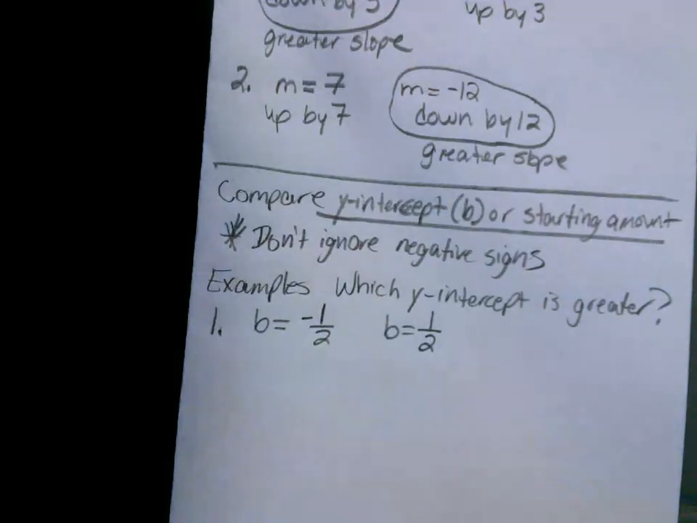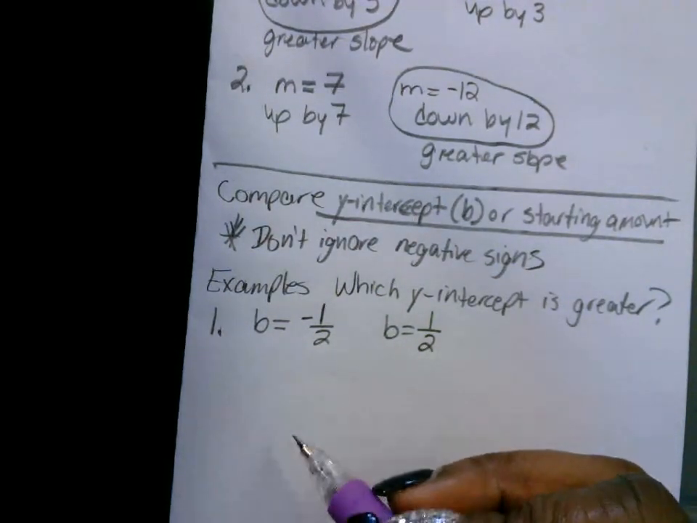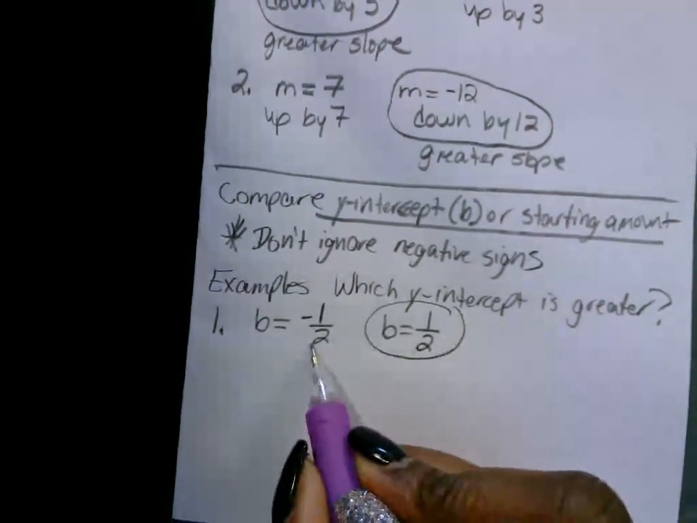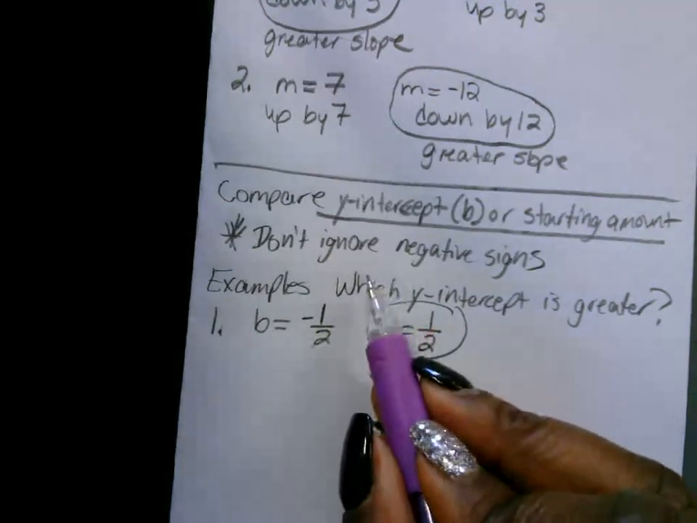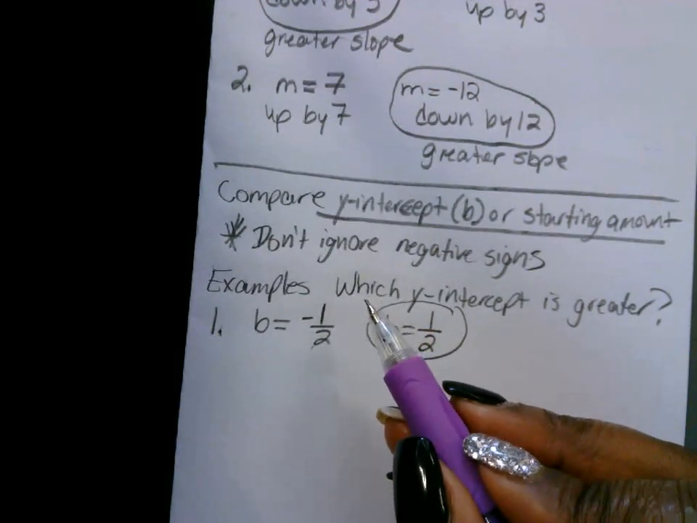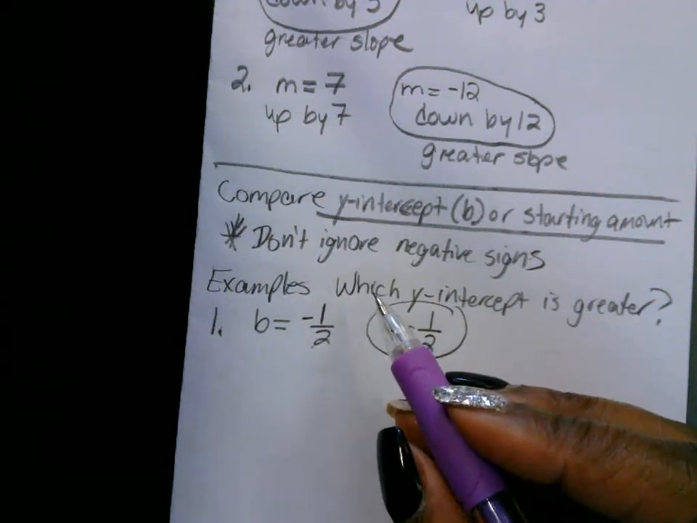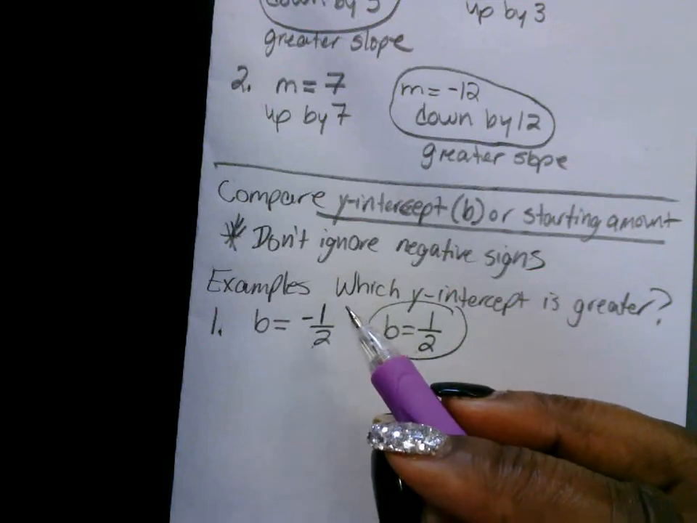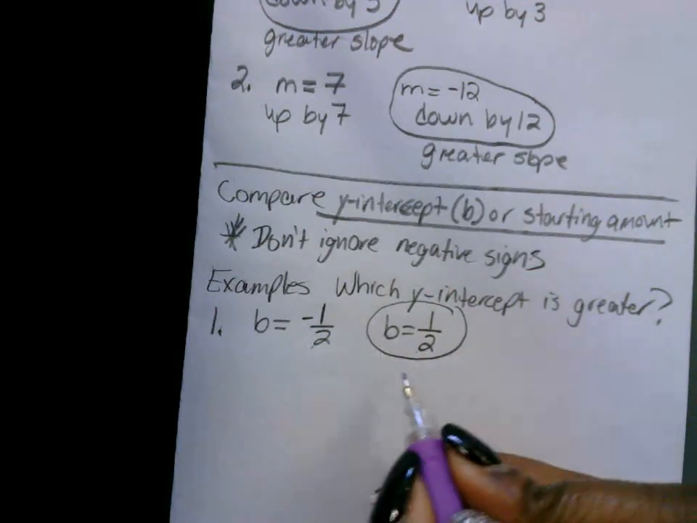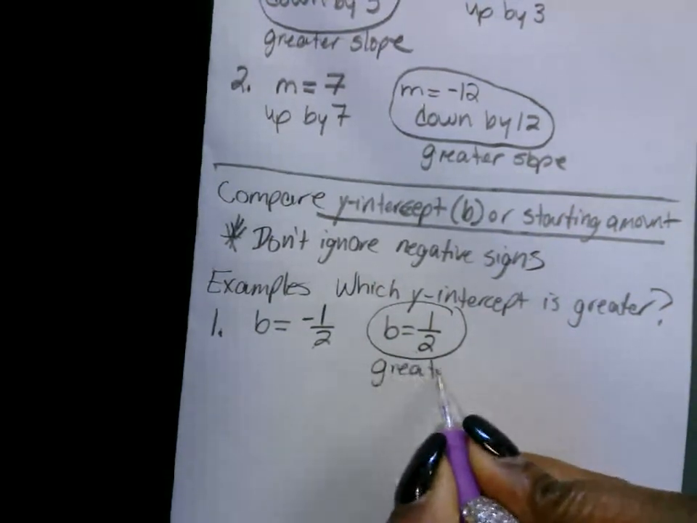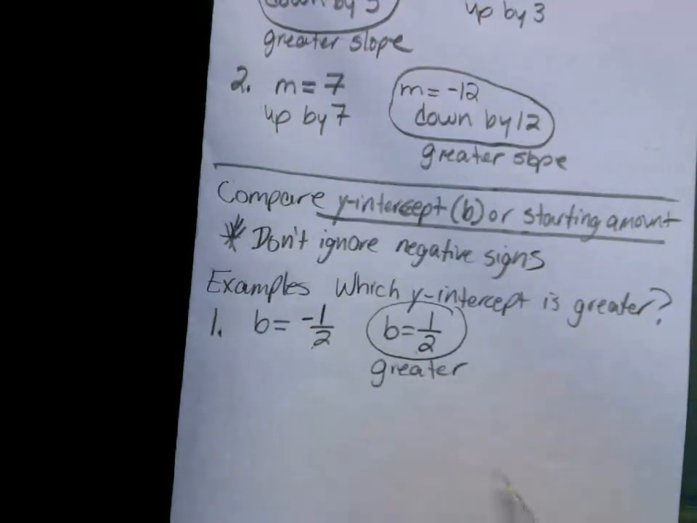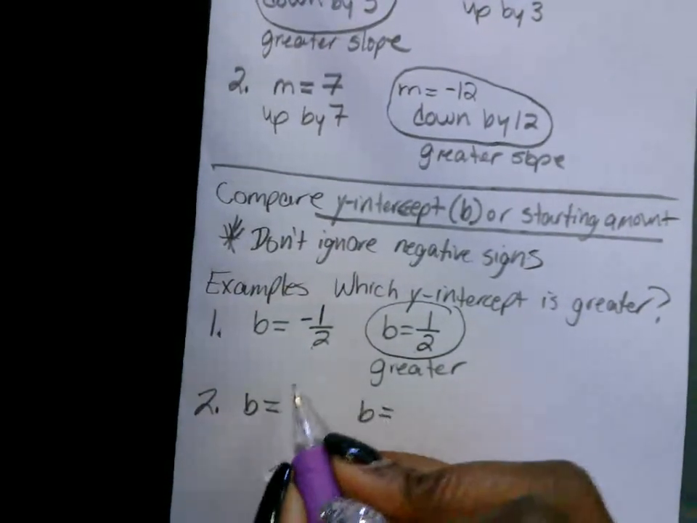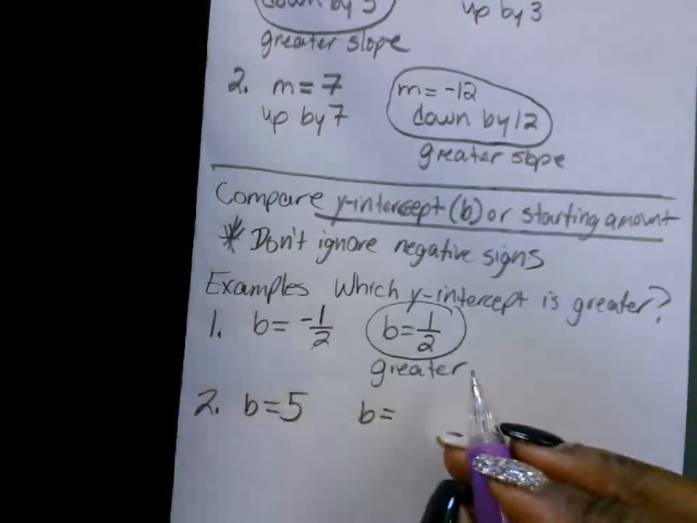Okay, so the one that's going to be greater, and 10 of us got this right, is going to be the positive 1/2. Positive numbers are bigger than negative numbers. Don't ignore the negatives. The only time you ignore the negatives is when you're comparing the slopes. But when we're talking about anything else, please take in consideration which one is smaller by looking at the negative and the positive, okay? This is the one that is greater. Any questions? Yes, baby. One more. Go ahead. If there were like a -7 and a +2, would the +2 be greater?